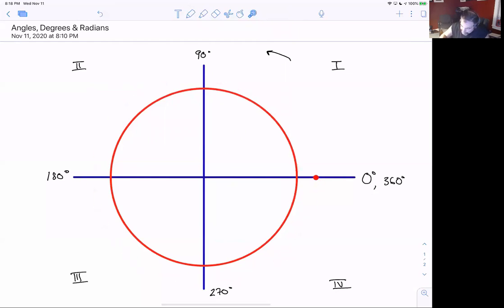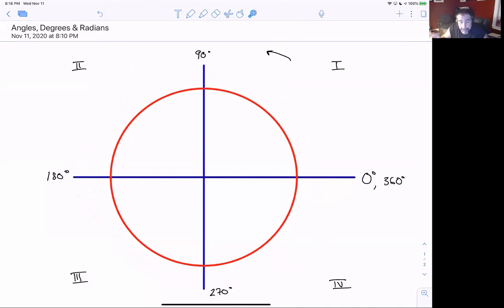If we kept going around again, this would actually be 90 more than 360. That would get you to 450. This would be 540. This would be 630, and then we go around again and get all the way to 720. So rotating in a counterclockwise manner, we can get angles as large as you want.